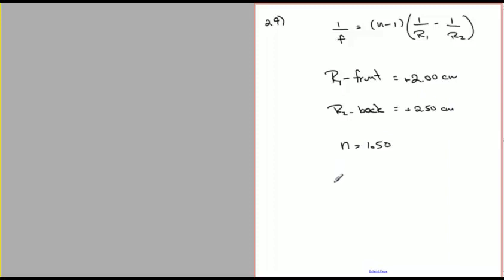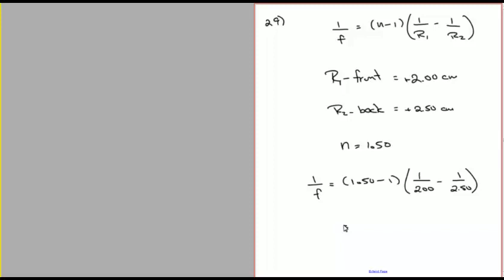Okay, so what do we get? We get 1 over f is equal to (1.5 minus 1) times (1 over R1, which is 2.0, minus 1 over 2.5). Of course, the second radius has to be greater than the first radius, or you would get a negative number, which wouldn't be good.